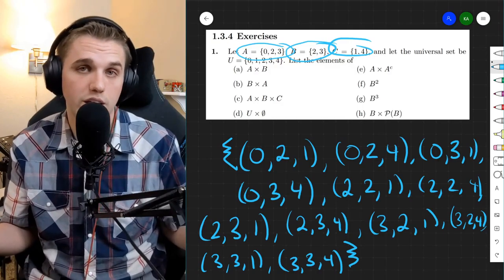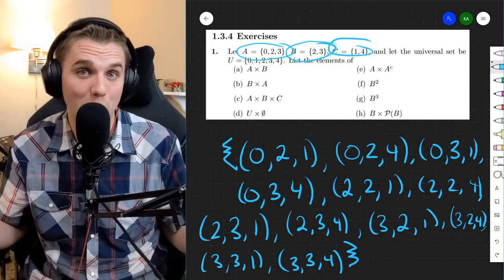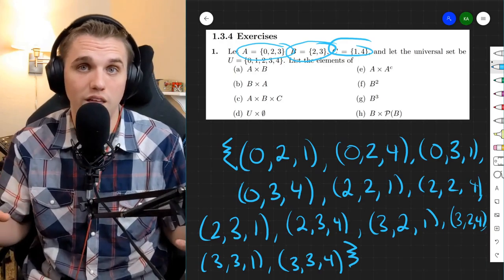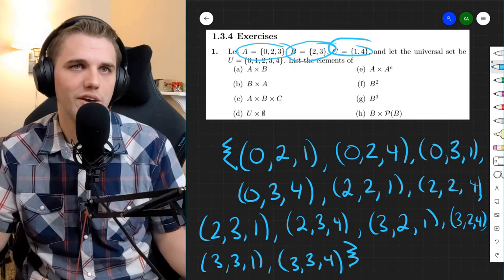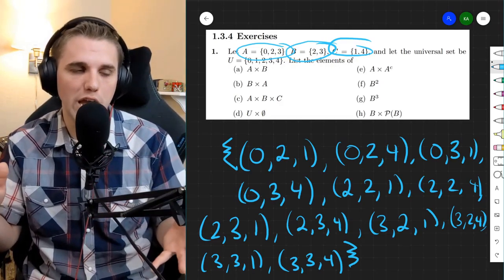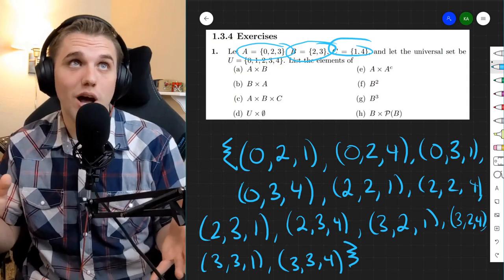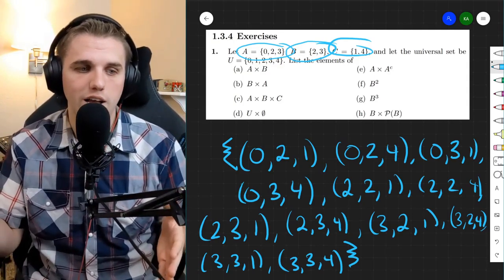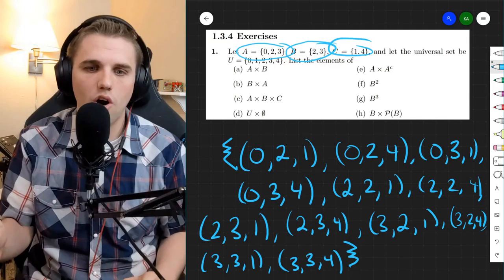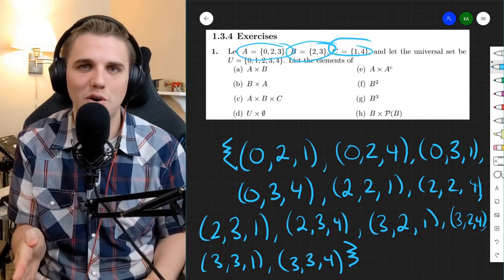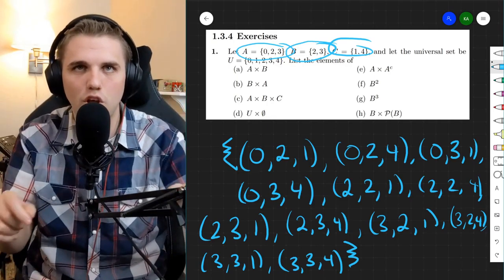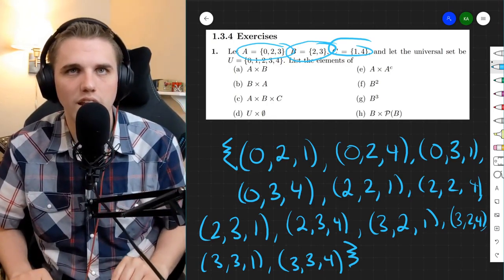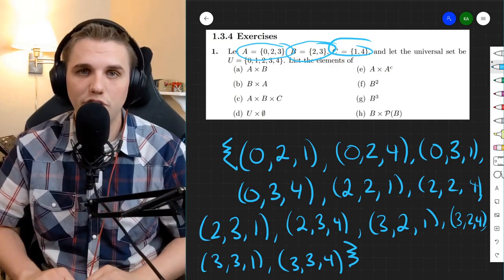And so you might say, well, that's not all of 3 space, right? We're missing a lot of points here in R3, the three-dimensional space. Where's 5, 5, 5? But that's because we're not working with R3. We're working with A cross B cross C, not R cross R cross R. So because of that, we're limiting ourselves. And so you might think, well, these are 1, 2, 3, 4, 5, 6, 7, 8, 9, 10, 11, 12 different ordered pairs.